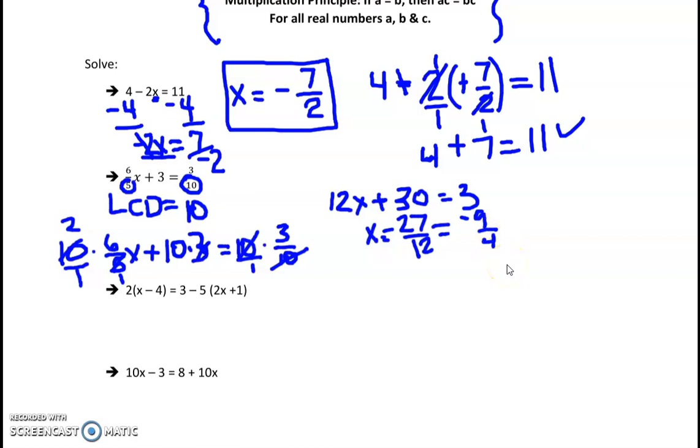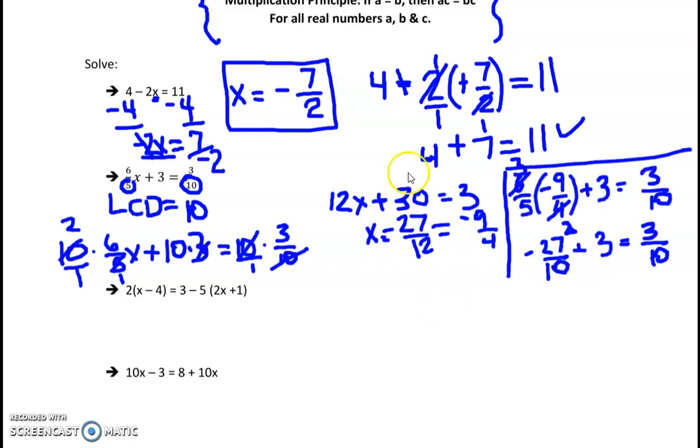And just like before, I really recommend that you do a check. I'm going to pause and fill in the check right over here just to save the time as I write it with my mouse, and then we'll talk through the check. So do that on your own and then restart the video. Okay, so my check is that I take my original equation. Let me clean this up so we can read it again. 6/5 times x. So this was 6/5 times x. We found was negative 9/4 plus 3 equals 3/10.